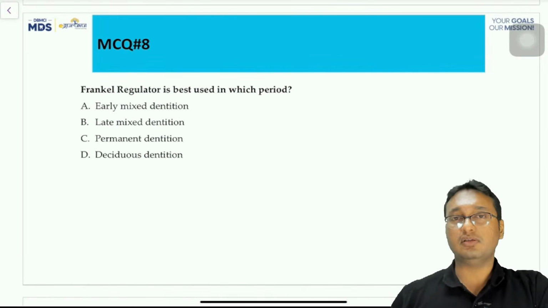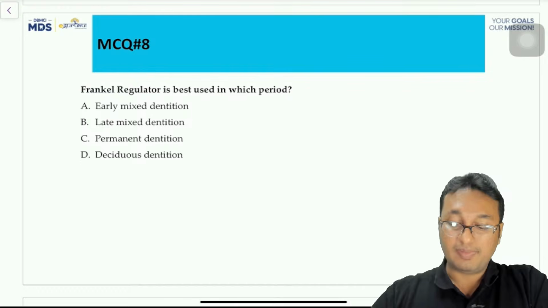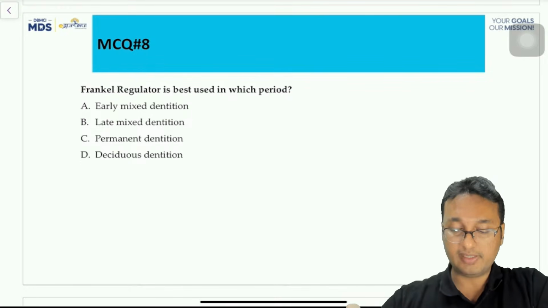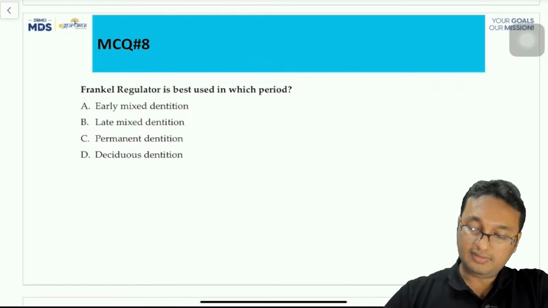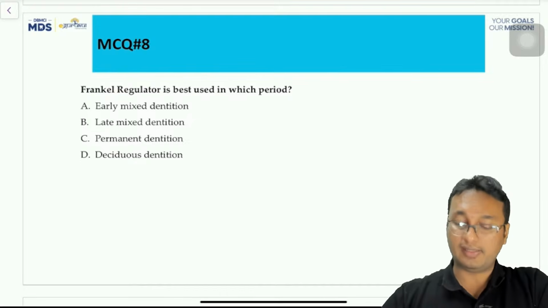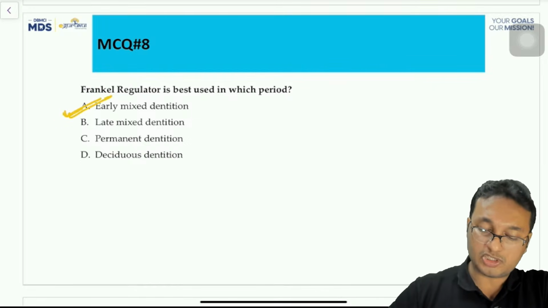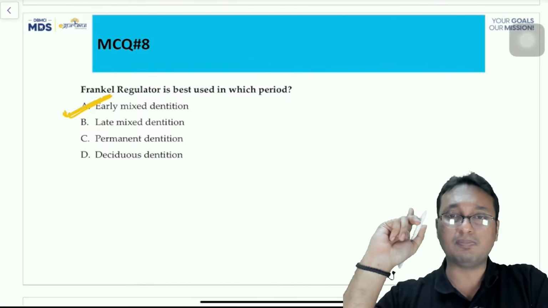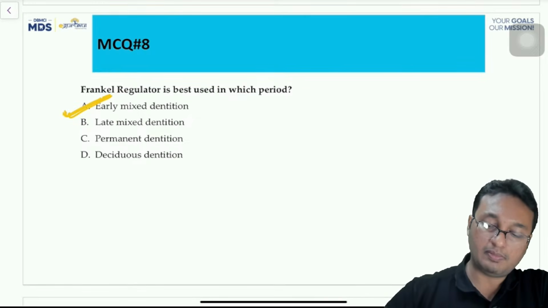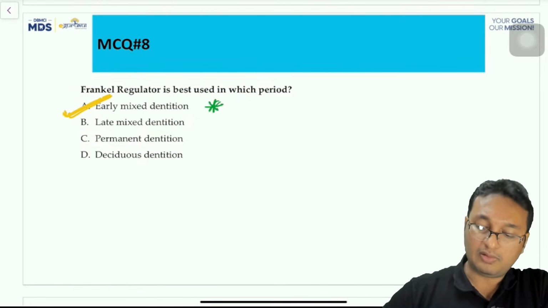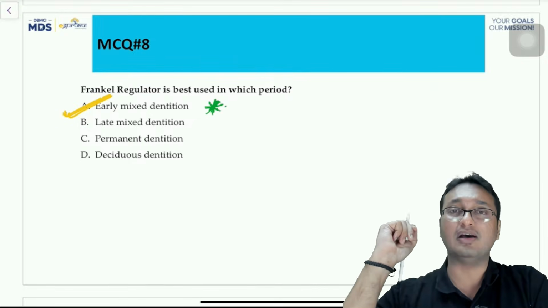Now this is a question a lot of students have queries with. Frankel regulator is best used in which period? Early mixed dentition, late mixed dentition, permanent dentition or deciduous dentition? The maximum number of research articles says that function regulator is best used in the early mixed dentition period. All the rest of the functional appliances should be used in the late mixed dentition period. Please mind my words, you have to remember this. Frankel appliance is the only exception. It's the only myofunctional appliance which has to be used in the early mixed dentition phase.